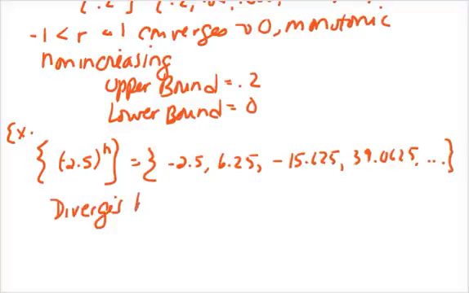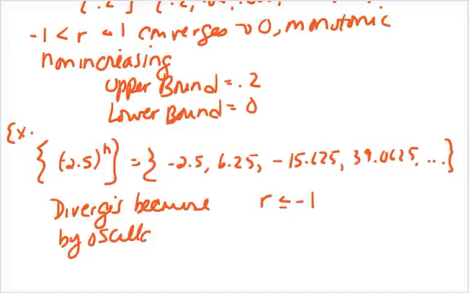Specifically, it diverges because r is less than or equal to negative 1. So it does diverge, and it diverges by oscillation. It's bouncing around on the negative and the positive sign. So it's diverging by oscillation.